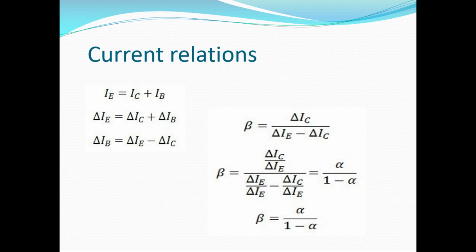If we divide numerator and denominator by delta IE, we will get beta is equal to delta IC divided by delta IE, divided by delta IE divided by delta IE minus delta IC divided by delta IE. Delta IC divided by delta IE is equal to alpha. Then the relation becomes alpha divided by 1 minus alpha. Beta is equal to alpha divided by 1 minus alpha.